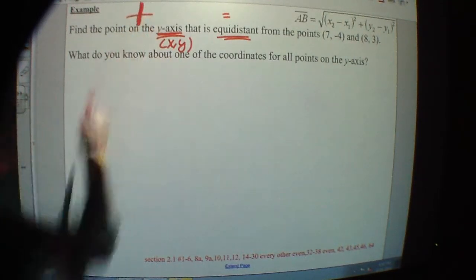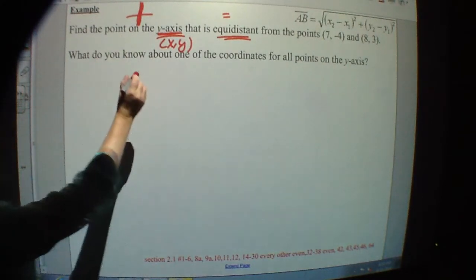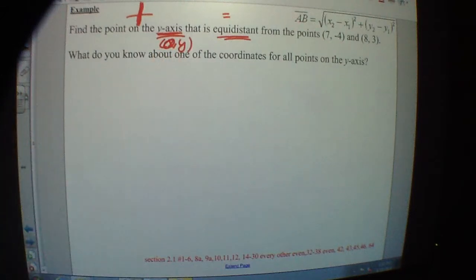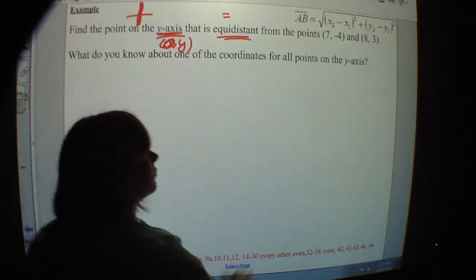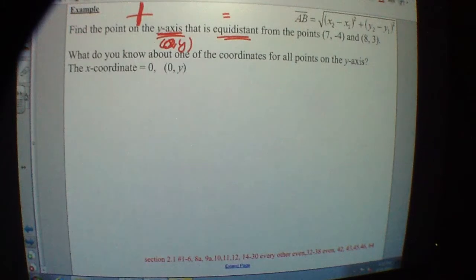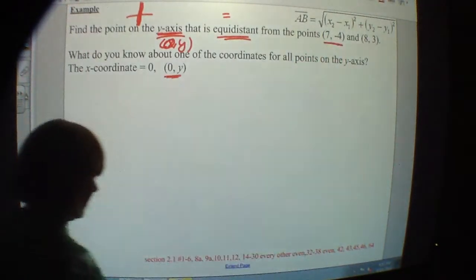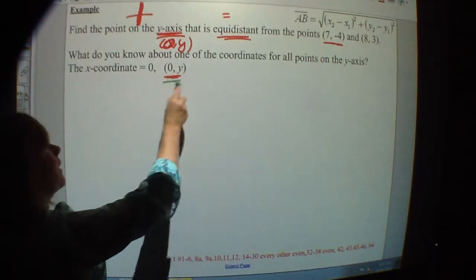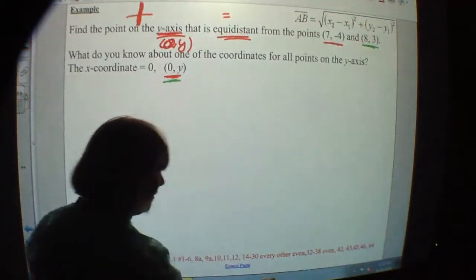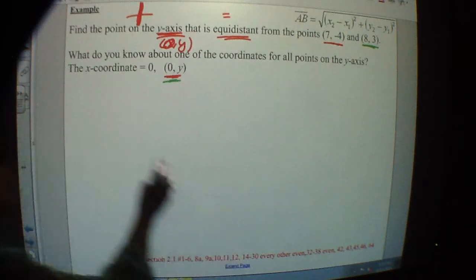But I do know something, that it's on the y-axis. Every point on the y-axis has something in common. And I hope you know that what it does have in common is my x-coordinate is 0. So you better know that it is the point 0, y. So now, if we use the distance formula, from this point to that point, and set it equal to the distance from that point to that point, we know they're equidistant. So now just use the distance formula.